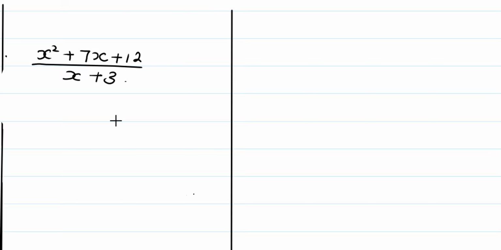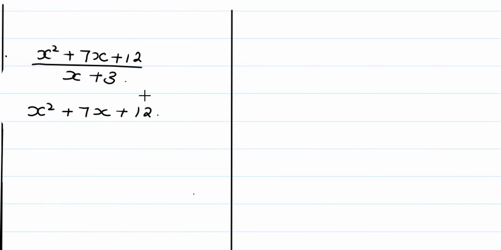And the first thing you need to note from this question is that the numerator, x squared plus 7x plus 12, is a quadratic expression, so we need to deal with that one first. To deal with this, we need to do something we call factorization. We need to factorize this expression. And how we do factorization is that, you see, we have an x squared here, and then we have a coefficient of x here, which is 7, and then we have this 12.